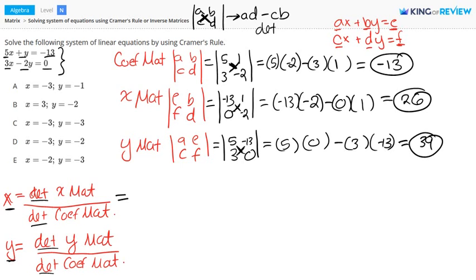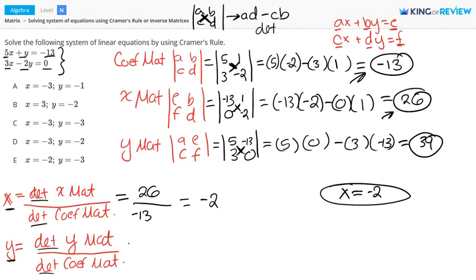So now let's solve for x: the determinant of the x matrix, which we solved for as 26, over the determinant of the coefficient matrix, which is negative 13. So 26 divided by negative 13 is negative 2. So x is equal to negative 2. And now for y: the determinant of the y matrix, that's 39, divided by the determinant of the coefficient matrix, negative 13. And when you work this out, you get negative 3. So y equals negative 3.